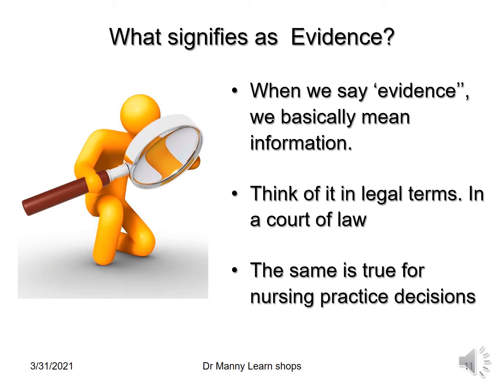Well, what then signifies evidence? When we say evidence, we basically mean information. And the best way to think about it is in legal terms, in a court of law. And that's the same for nursing practice decisions. So evidence may come from scientific research, as we've indicated previously, suggesting generally applicable facts about the world, people and organisational practices. And it can be based on either qualitative or quantitative information, therefore being descriptive or statistical with numbers.